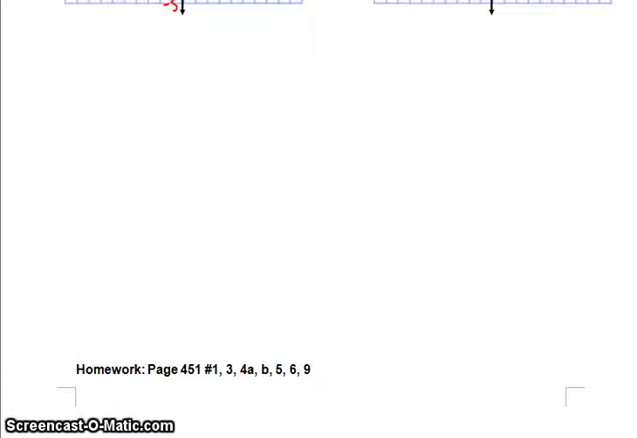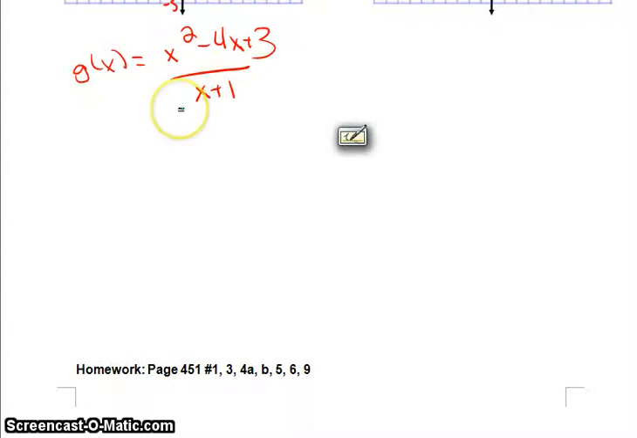Alright, so now we're going to move on to graphing the second function there. So here we have g of x equal to x squared minus 4x plus 3 over x plus 1. Now here what we're going to do is factor and see if we can cancel any terms out.